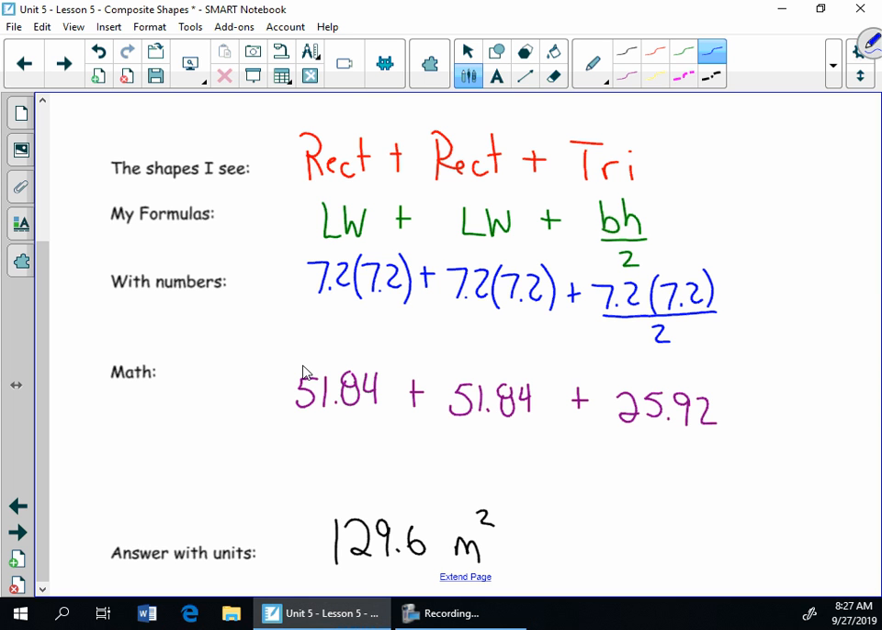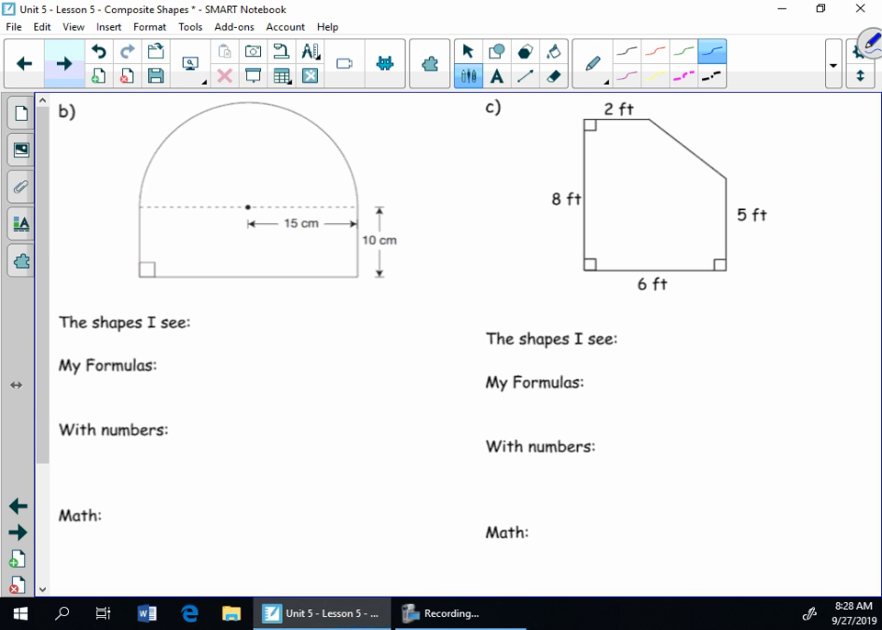Okay, this is the idea we're going to try and do for all our composite shapes. Write down what you see, write down your formulas, fill the right numbers in, do a little bit of math, add them all together at the end. Okay, we're going to try it again, new shape.